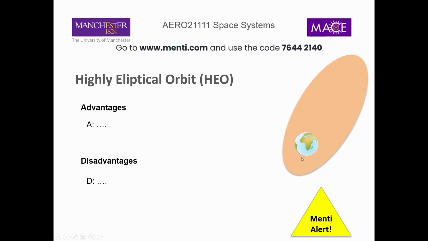So the advantages for this, or the reason for this, is that it means that you can pass very, very close to the Earth on one side and very, very far away from the Earth on the other side. And you can orient it a little bit more freely than you can with geo, for example. So again, if you want to pop some advantages and disadvantages in there, that would be great. I swear this is the last one.